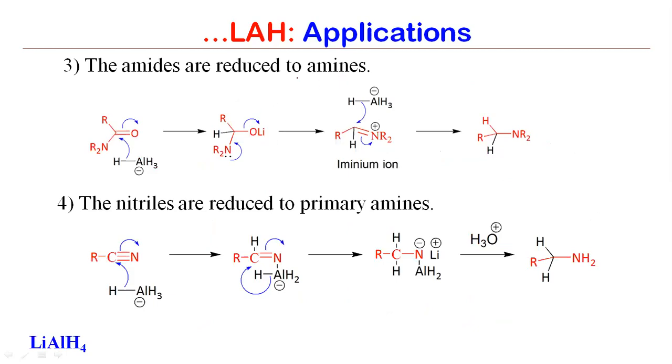Now if we talk about the amine, then we know that amide converts to amine. So that is obvious. We have already discussed this one. Nitrile can be converted into amine. We have also talked about it. So this is the fourth application we have discussed so far.